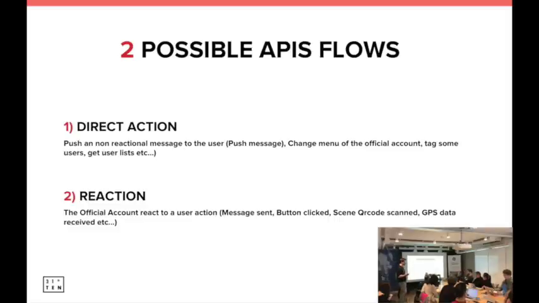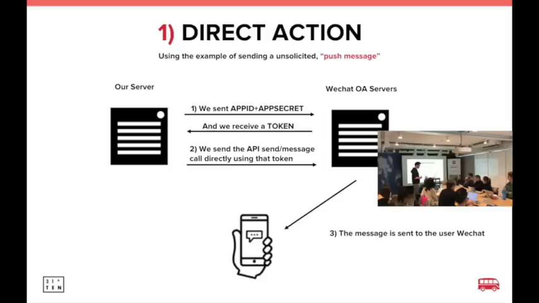The second flow is the API flow, and those are different. You're going to do an action without the user having done something before. So it's not reaction; it's direct action. Those two have different workflows, and we're just going to explore the direct action one, which is simpler than the reaction one, because for the reaction one they put an extra layer of security, so it's kind of complicated.